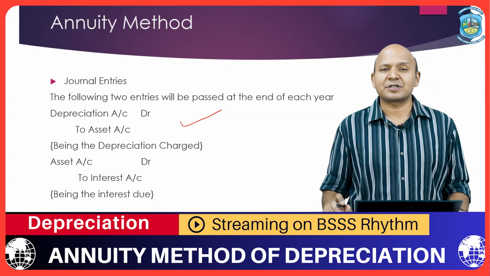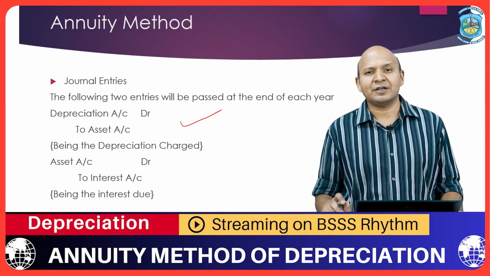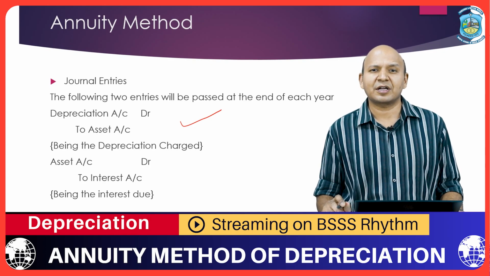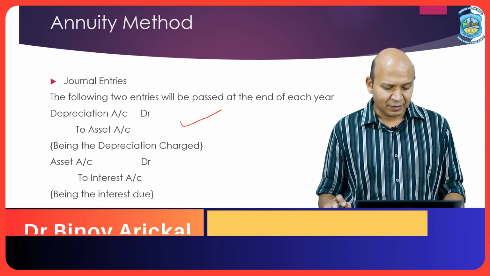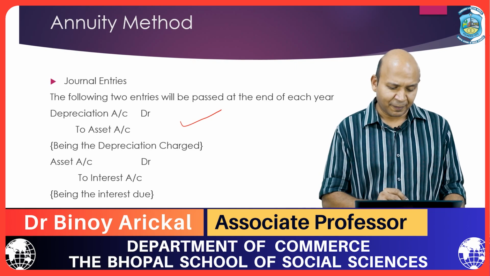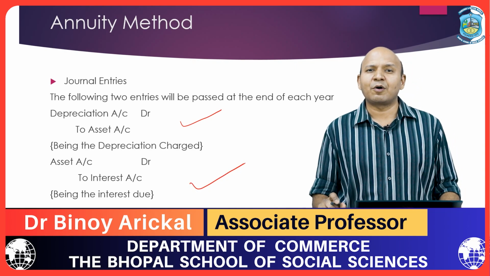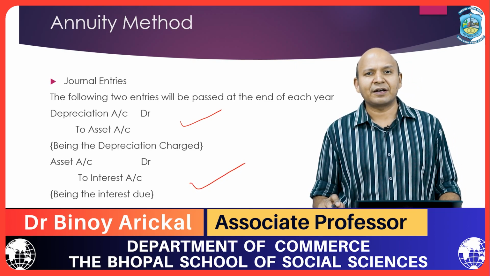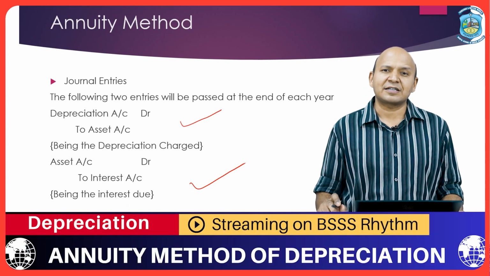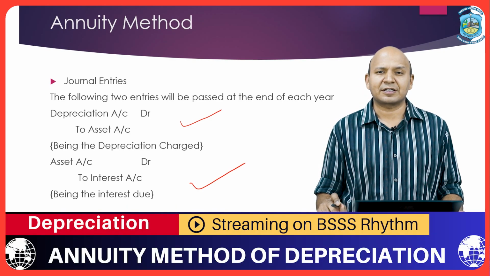For charging depreciation, at the end of each year, the entry will be depreciation account debit to asset account, being the depreciation charged. And whenever the amount of interest is due, the following entry will be passed, that is asset account debit to interest account.